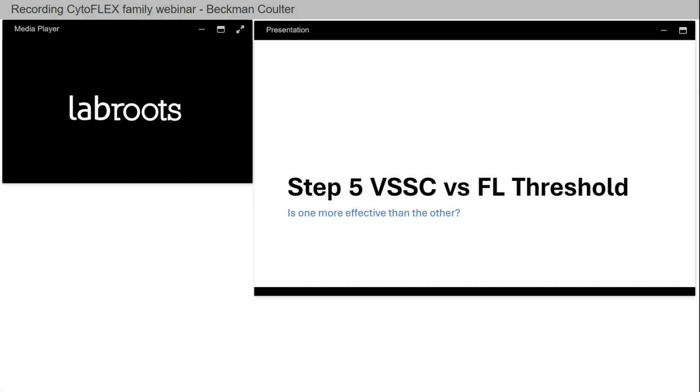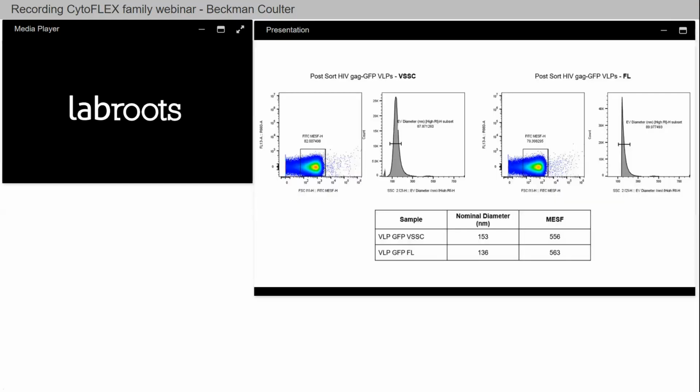So we did start before, and we're going to look a little bit more, as we mentioned, at which is better, a violet side scatter or fluorescence thresholding. So first things first, let's get a normal look at how it looks if we just set it up on the cytometer. You can see violet side scatter here versus fluorescence. We have the same thing that was mentioned earlier: our fluorescence remains constant, yet our diameter changes.